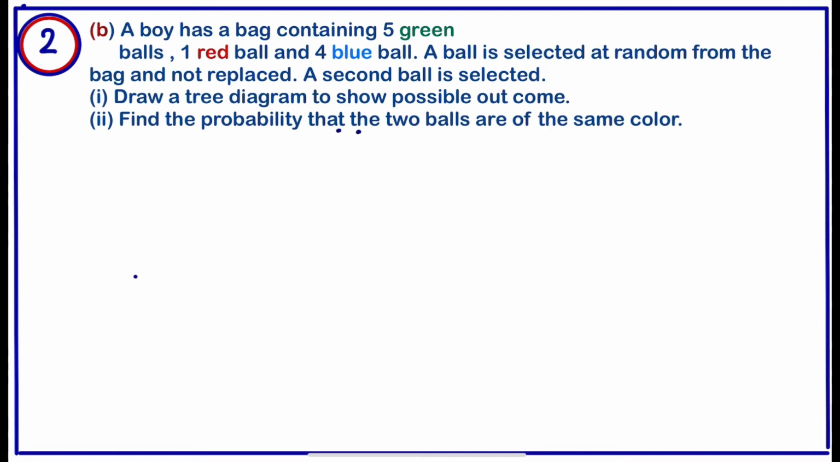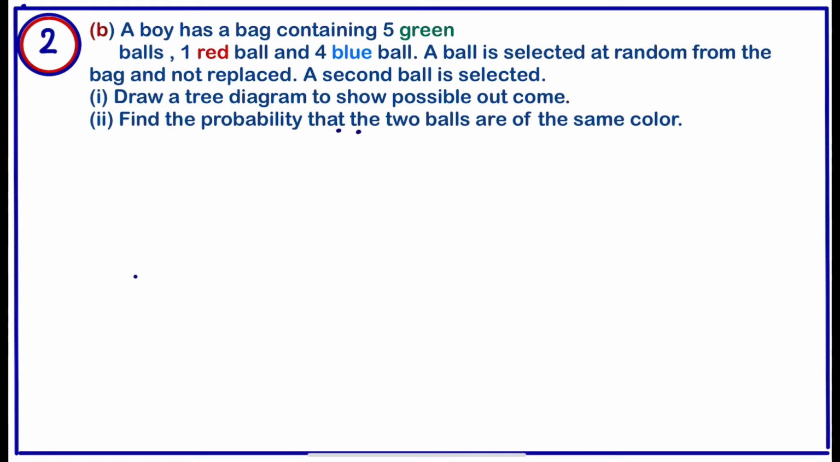So here we have 5, 1, 4. So the total number of balls is 10. When we select one ball, we'll be left with 9, and it's not going to be replaced again. So the total number of balls is 10. When you select one, only 9 balls are left. So a second ball is selected. Draw a tree diagram to show the possible outcomes. So we are going to draw a tree diagram to show the possible outcomes.